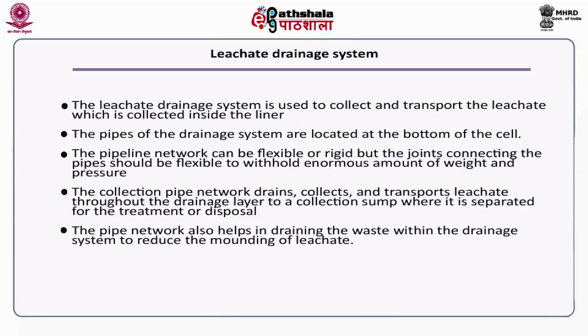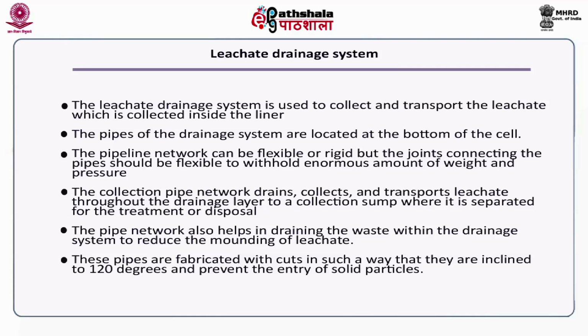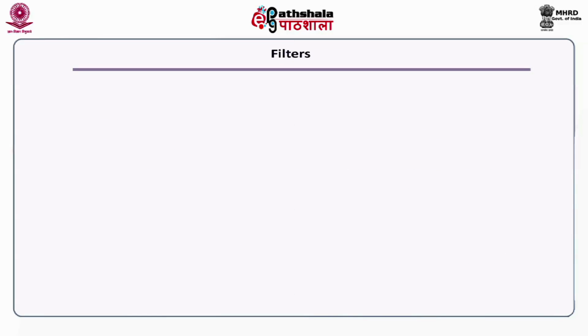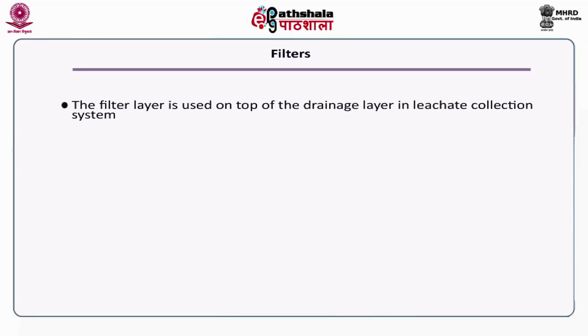The pipe network also helps in draining the waste within the drainage system to reduce the mounting of leachate. These pipes are generally fabricated with cuts so that they can be inclined to a 120-degree angle, thereby preventing the entry of solid particles. Next come the filters. The filter layer is used on top of the drainage layer in the leachate collection system. Two types of filters are used. They can be granular or geotextile.